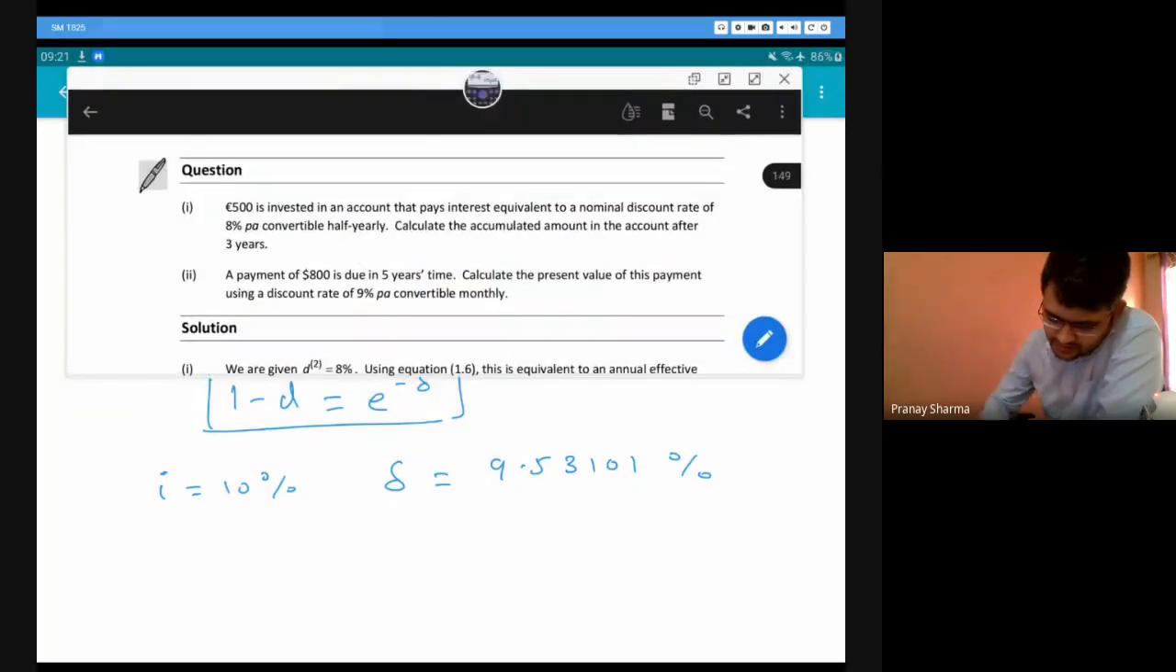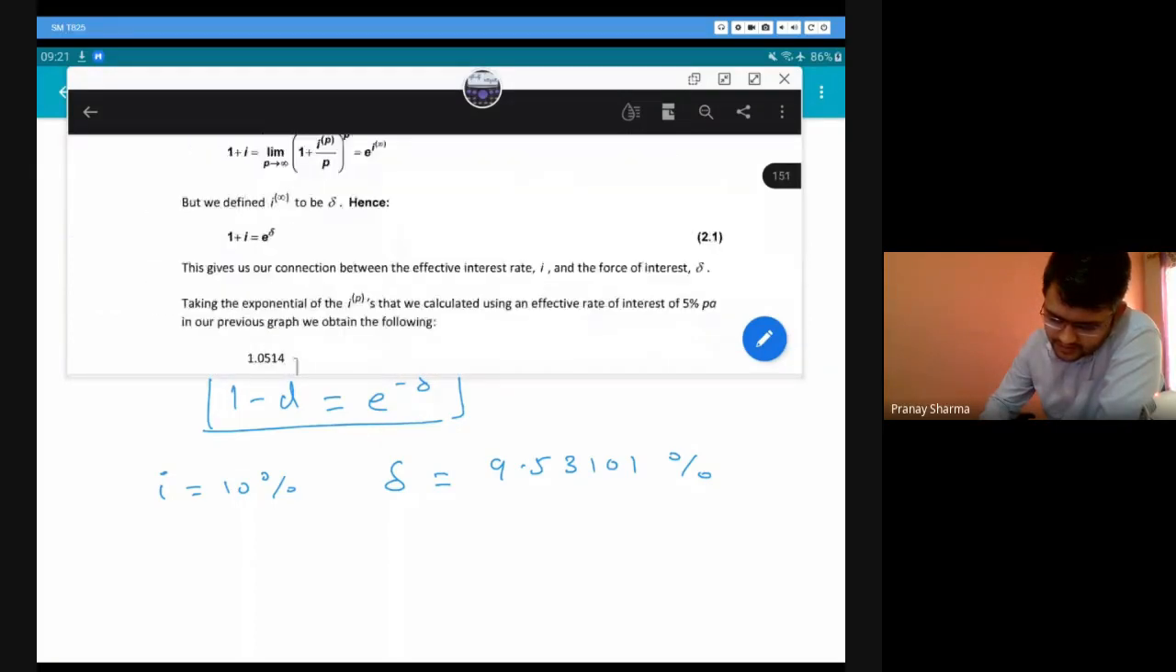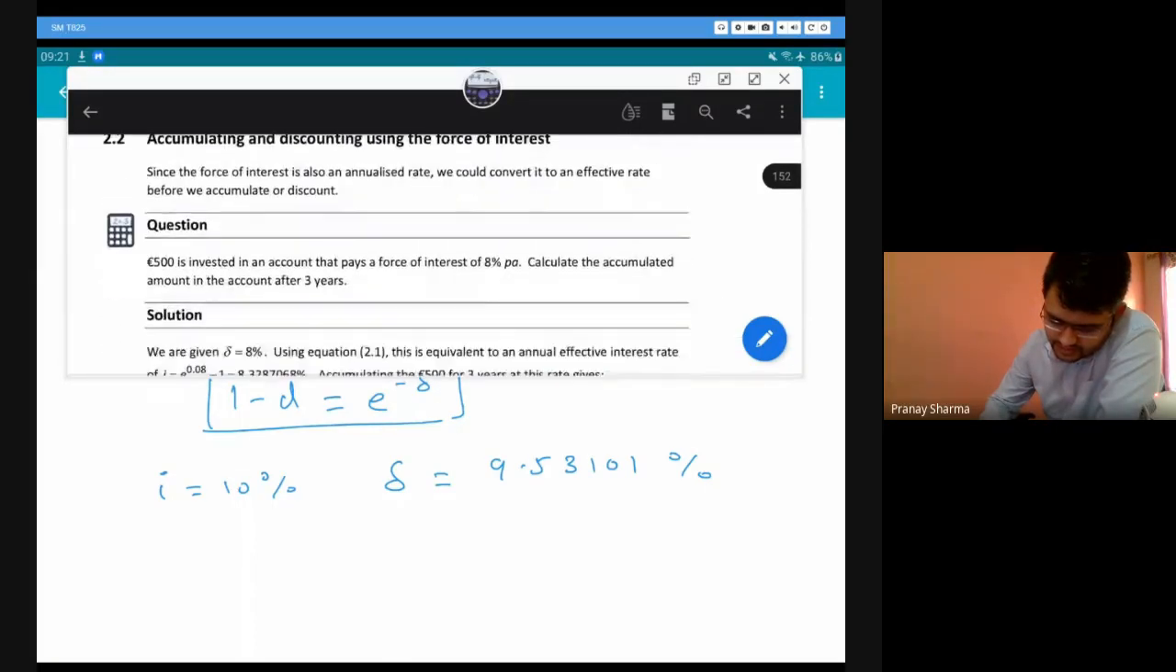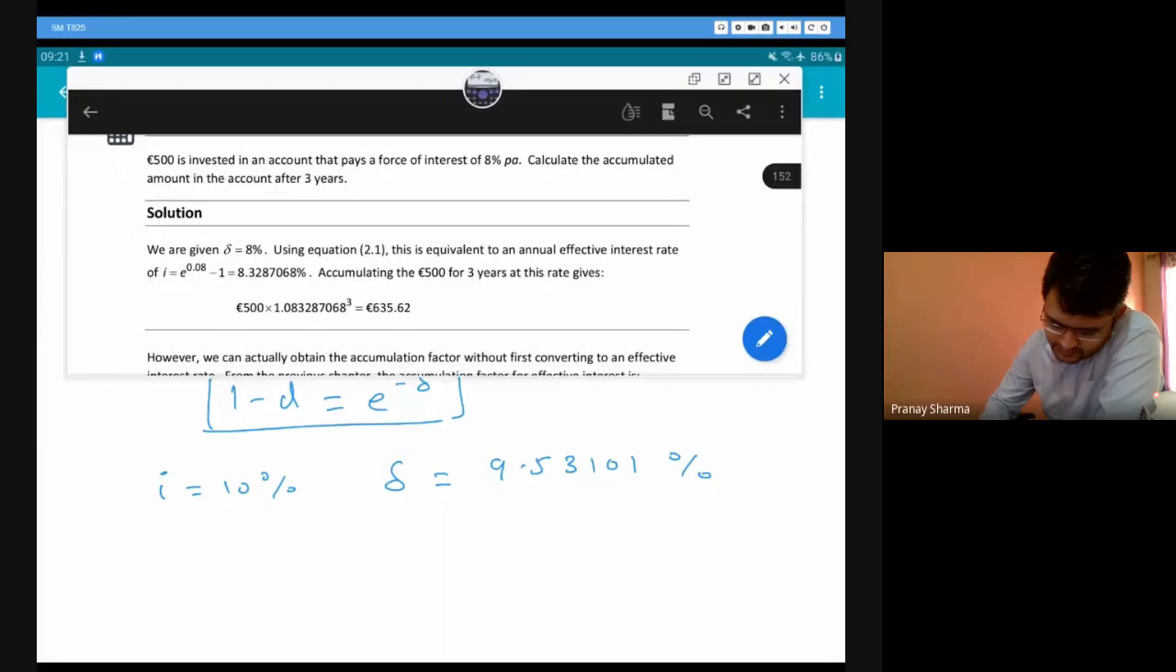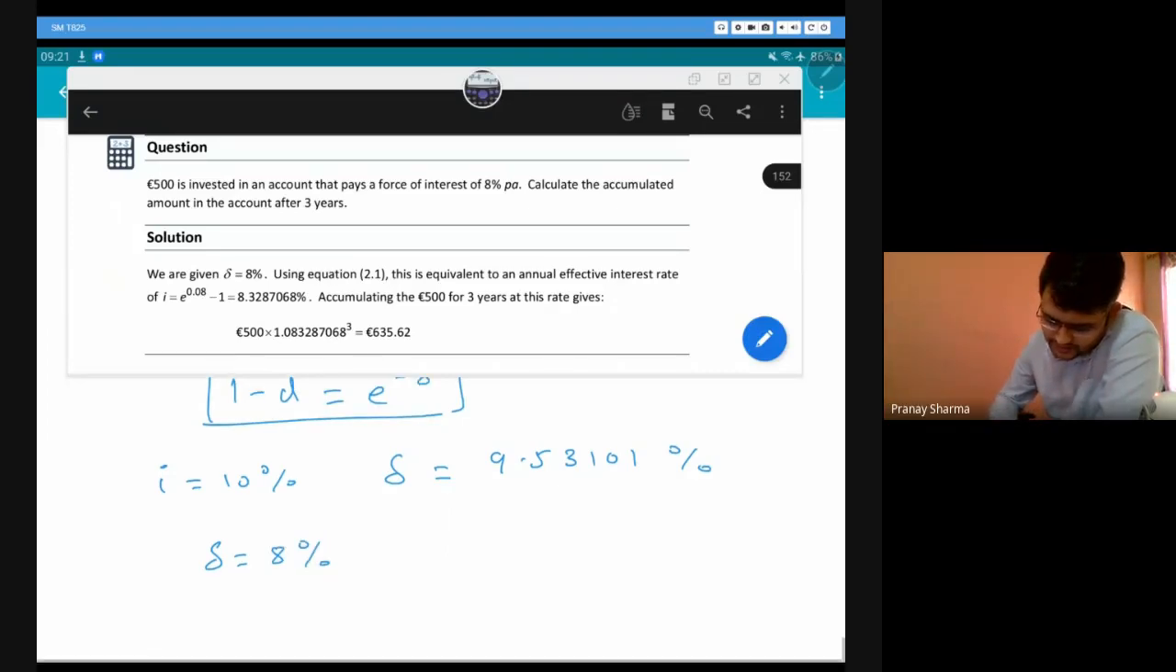I'll just take an example from here. I think they will just use the same example. Yeah, 500 is invested in an account that pays a force of interest of 8%. So now our delta is equal to 8%. Calculate the accumulated amount after 3 years.